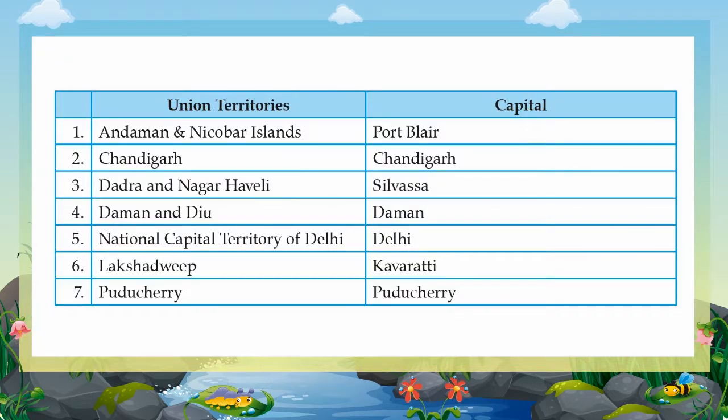Union Territories, Capital. 1. Andaman and Nicobar Islands, Port Blair. 2. Chandigarh, Chandigarh. 3. Dadra and Nagar Haveli, Silvassa. 4. Daman and Diu, Daman. 5. National Capital Territory of Delhi, Delhi. 6. Lakshadweep, Kavaratti. 7. Puducherry, Puducherry.